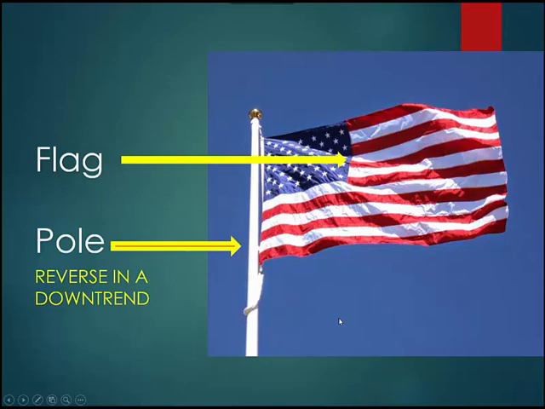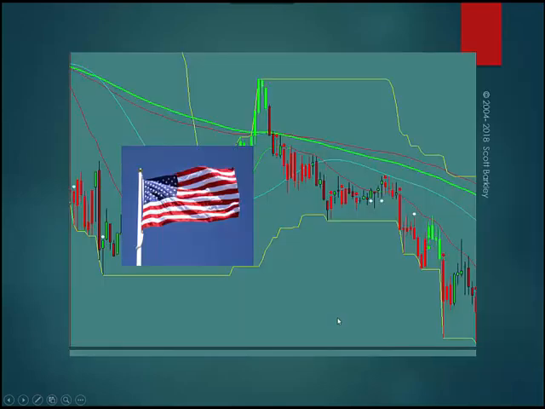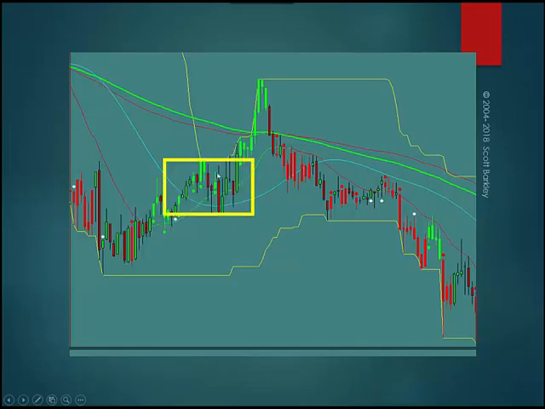The pole trade is called that because we measure the pole to find the target, right? So here you go. Here's the flag, right there, sideways movement. Whatever you did going into that is what you're going to do coming out up here, right?